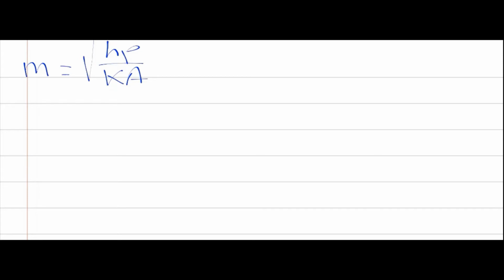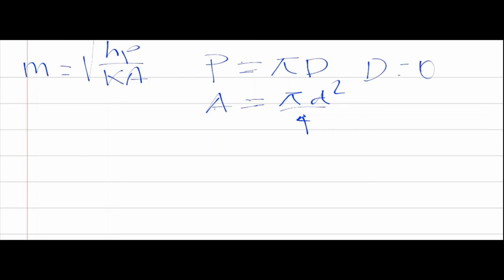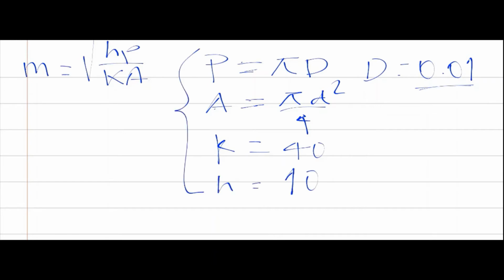The perimeter is the perimeter of the geometry, a circular geometry, so pi d, and the area is the cross-sectional area, because we have one-dimensional steady-state heat transfer, pi d squared over 4. We are given a diameter of 0.01 meter in SI units, a thermal conductivity of 40, and h of 10. So substitute all values and we get m equal to 10.